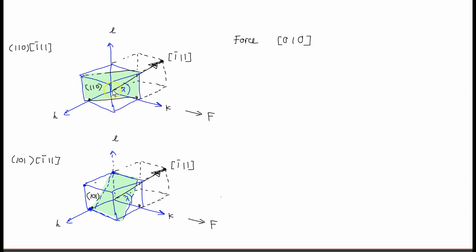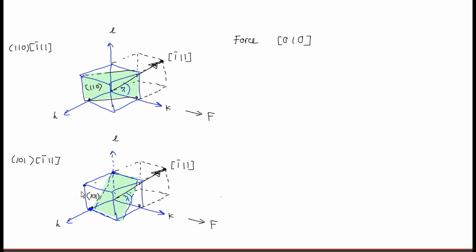Consider the angle between the normal to this plane here, the 110. Notice that it cuts the H direction at 1. If this is the origin at the back corner there, it cuts the K direction at 1, and it doesn't cut the L direction. This is the 101 plane. This is the origin. It cuts H at 1, L at 1, and doesn't cut the K direction. Now let's look at the angle between F and the plane, which is colored in green. So we're going to get an angle less than 90 degrees here, but here the angle between F and the normal to this plane is 90 degrees.